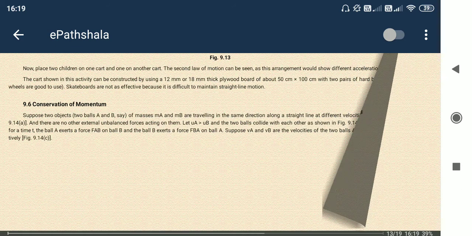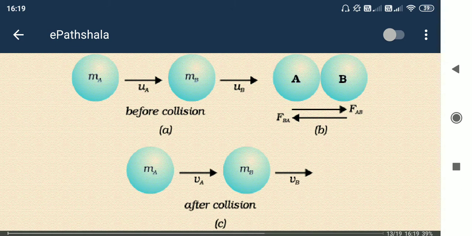So conservation of momentum, I already said momentum means mass into velocity. The sum of the mass into velocity is going to remain constant if we don't apply any force from outside. So after collision and before collision, the total amount of momentum will be the same.